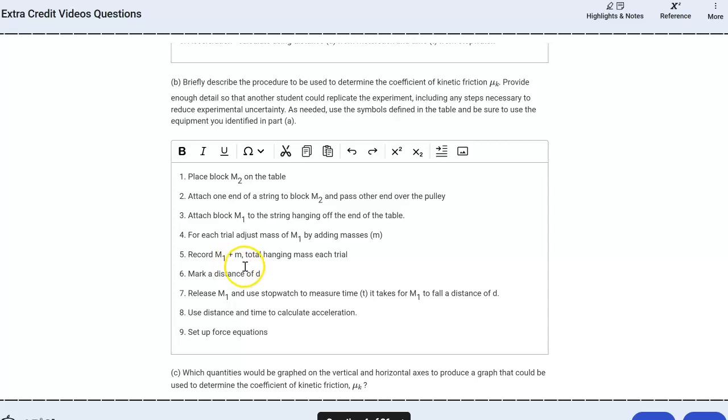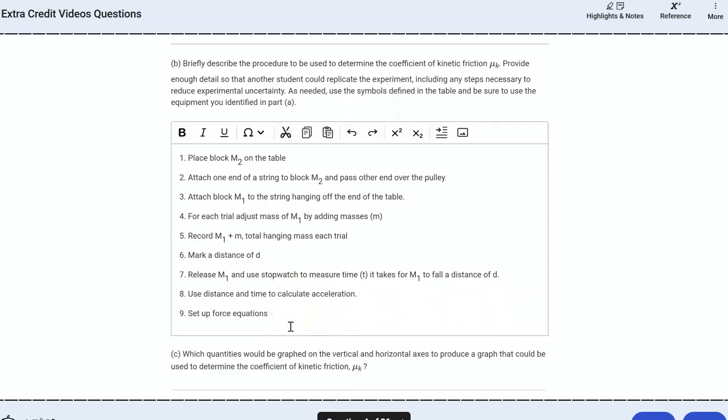Record M1 plus M, the total hanging mass. Do that for each trial. Mark a distance of D, and then release M1 and use a stopwatch to measure the time it takes for M1 to fall a distance of D. Use distance and time to calculate acceleration, and then set up force equations.